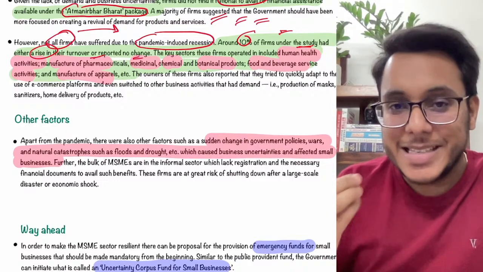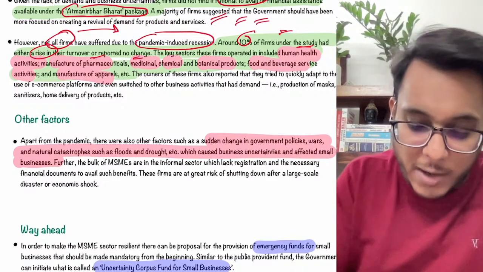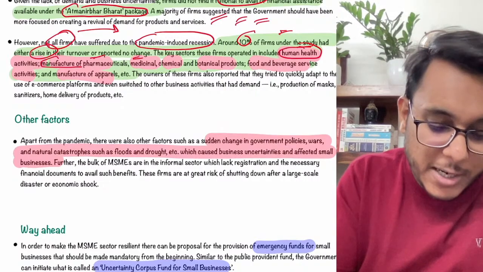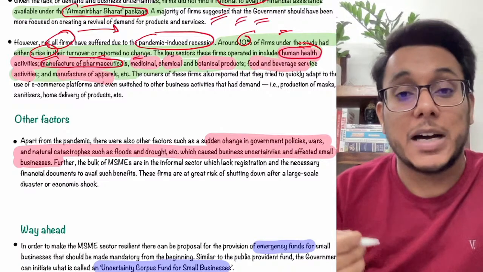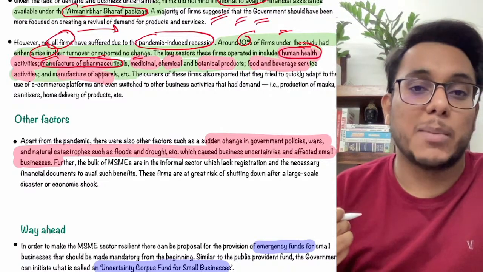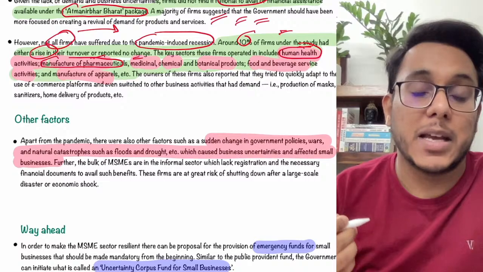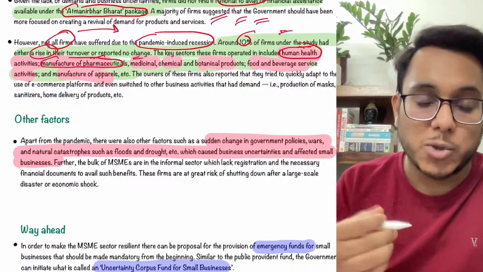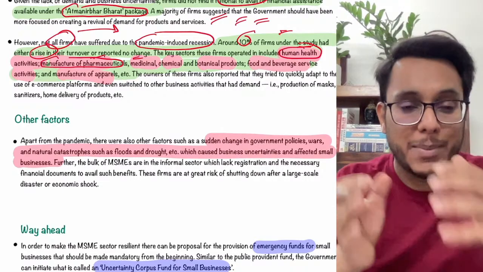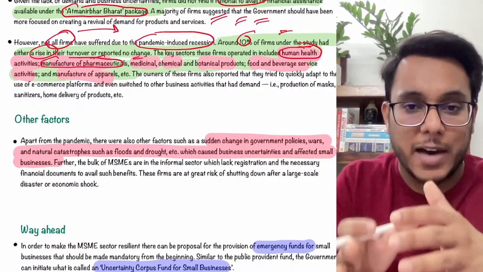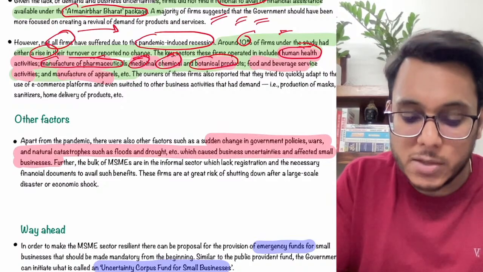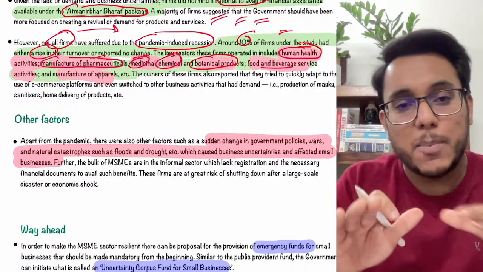Now why? There are certain MSMEs which were involved in human health activities. They were involved in the manufacturing of pharmaceuticals. They were making drugs, some immunity booster products, sanitizers, masks, PPE kits. So the MSMEs involved in health activities, pharmaceuticals, medicine, chemical, botanical products, and the food and beverage sector, on them the impact was not much.